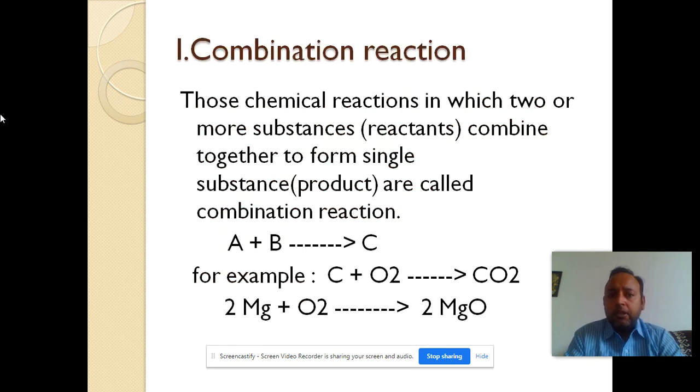So first of all is combination reaction. From its name, it's very clear that it is a reaction in which two or more substances, that is reactants, combine to form a single compound. As I have mentioned, A plus B, there are two reactants. When they combine, they form one substance, that is C. So this is a combination reaction. Given below are the examples: C plus O2 gives CO2, and Mg plus O2 gives MgO.